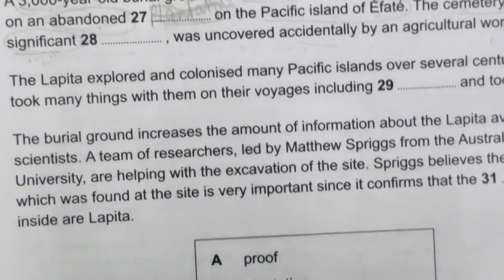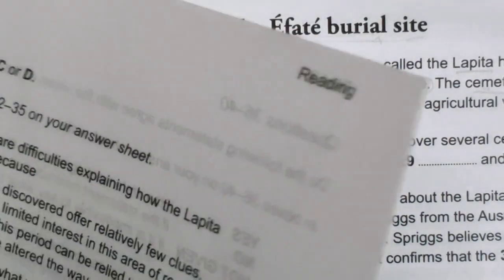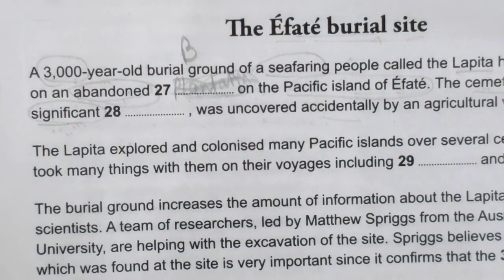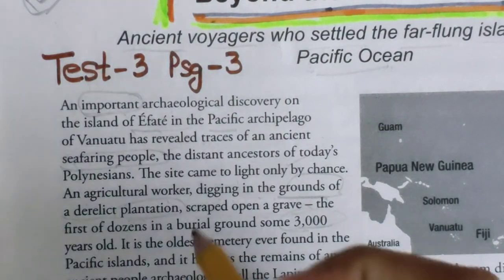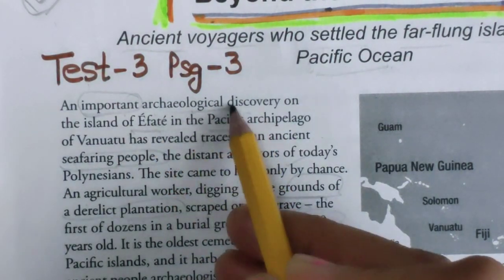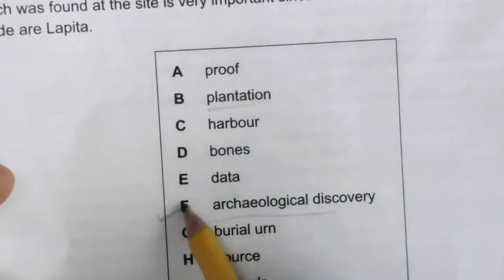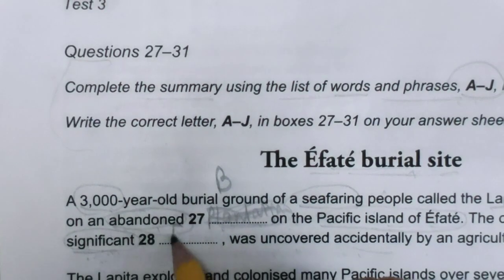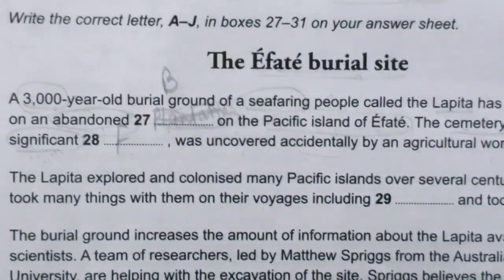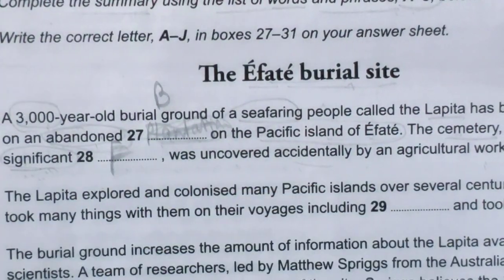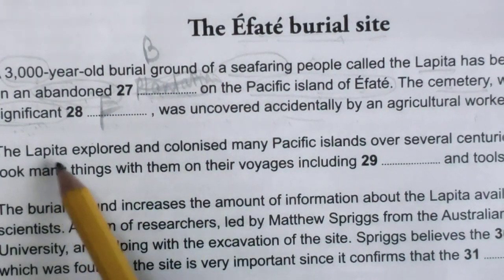Okay, what significant. So yes, where is the reading passage, just a moment. Yes, significant archaeological discovery. Yes, the word is already given over here. Yes, so we will be writing here F in 28th. Okay. So next is Lapita.